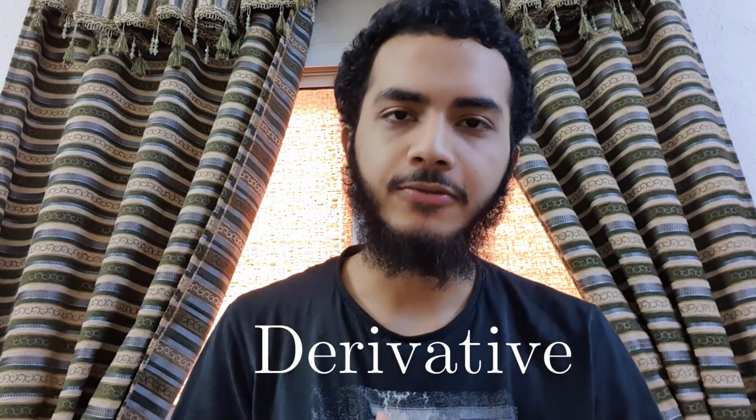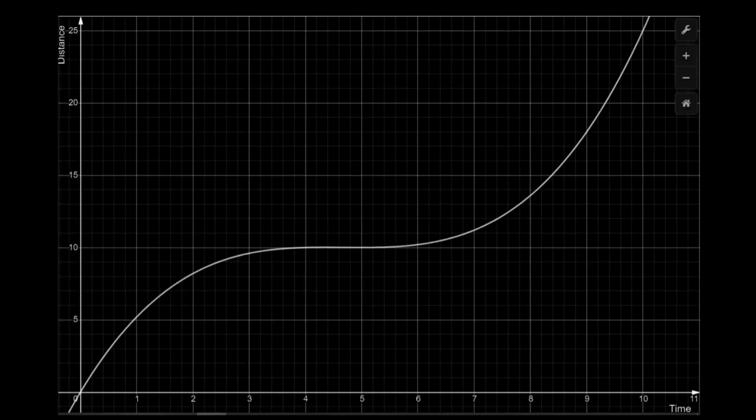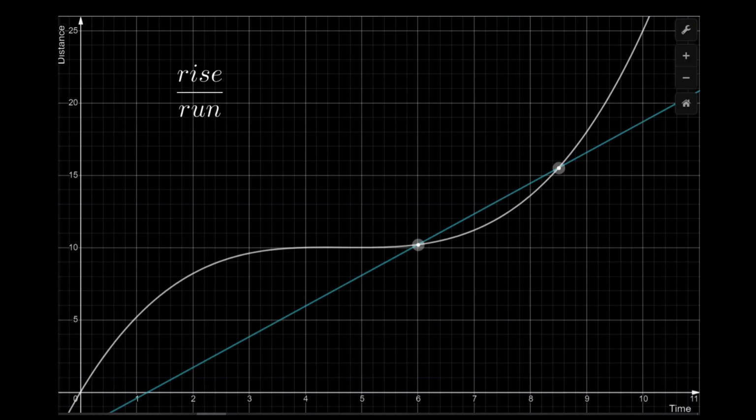But before we go there, you need to understand what a derivative is. Derivatives basically give us information about how a function changes near a point. Imagine this curve represents the distance traveled by the car in 10 minutes. Follow 2 points on this curve and draw a line through these points. The steepness of this line should give us the rise over run, or the difference in distance divided by the difference in time, which is the velocity of the car.